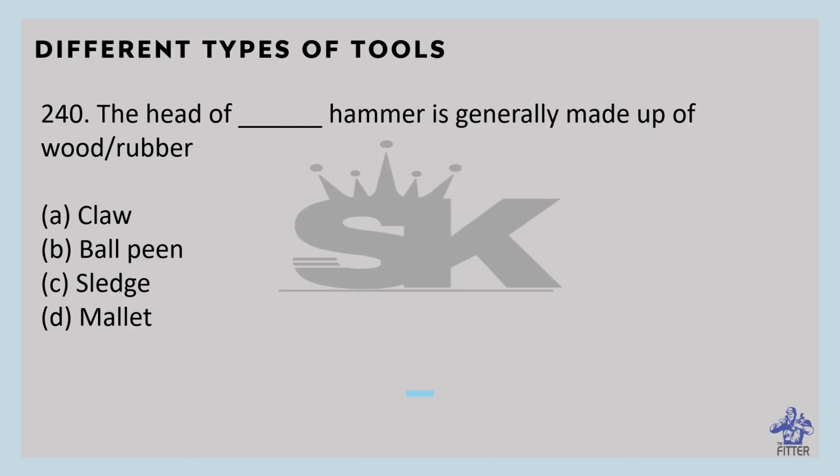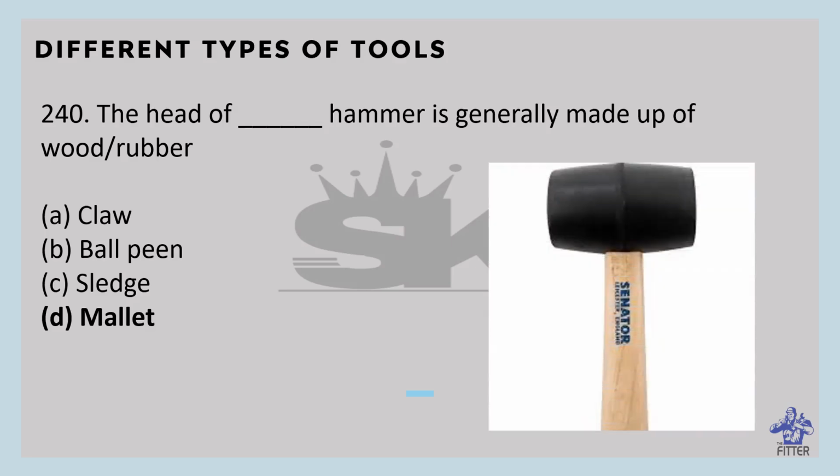The head of which hammer is generally made of wood or rubber? That is the mallet. You can see here in the image that is the mallet. This is the head, which can be wood or rubber. Here in the image that is rubber. This can also be wood.